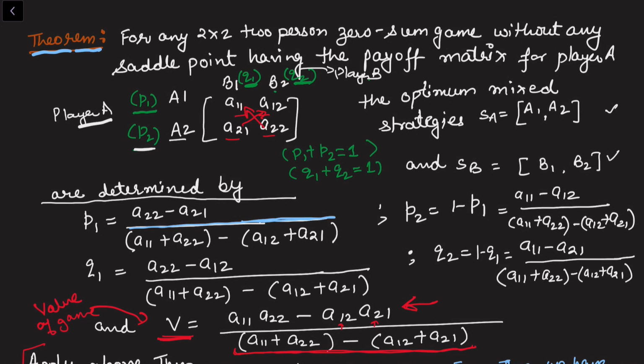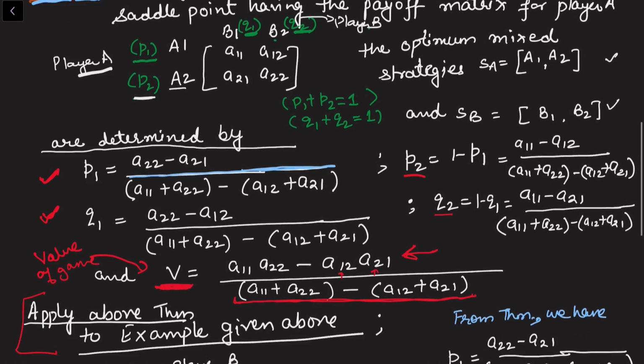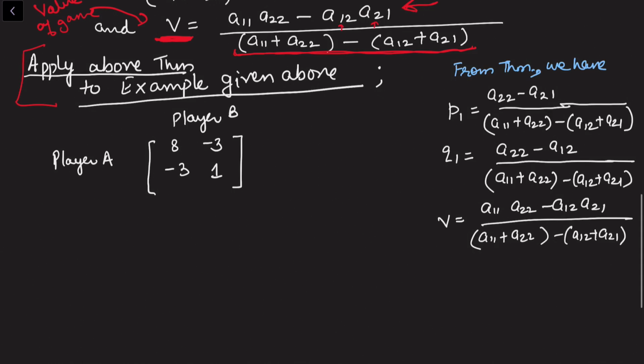Now let us apply this theorem to the question, and then we will prove this theorem. How did I get these probabilities P1 and P2? Because it is sufficient to show what P1 and Q1 are, automatically we can find P2 and Q2. So we will try to establish these formulas, and hence we will see what the value of the game is. But let's see this in this question.